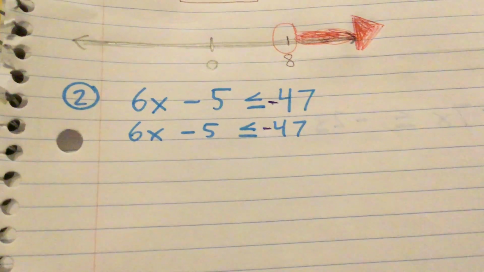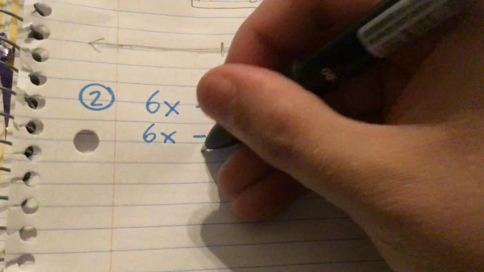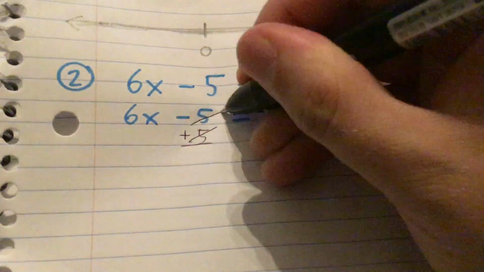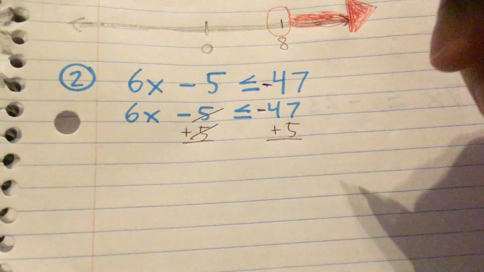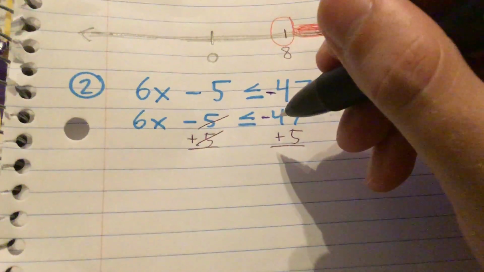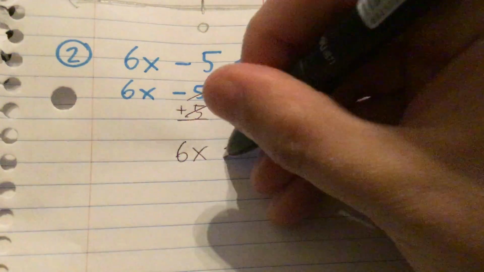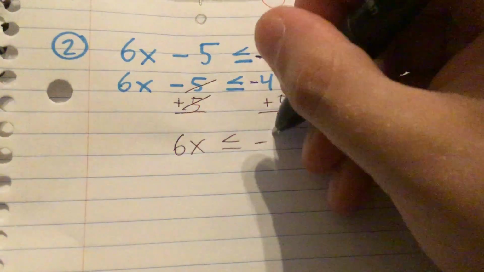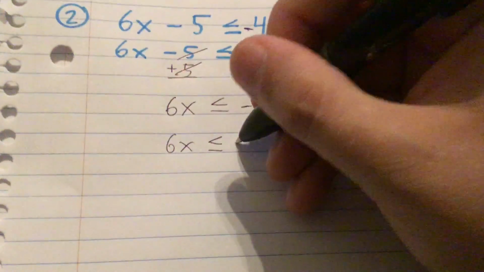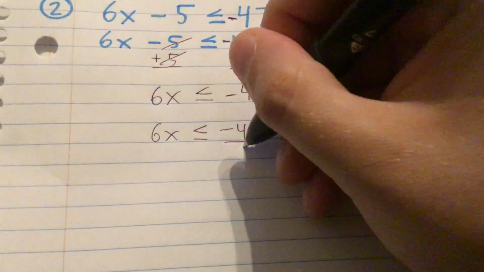So what do we need to do? Well, we need to add 5 on both sides. And now the 5 and the negative 5 cancel each other out. Addition on both sides of the inequality, the inequality symbol has no impact from addition on both sides. So I still get 6x is less than or equal to, that would be negative 42. And now I'm going to divide both sides by positive 6.